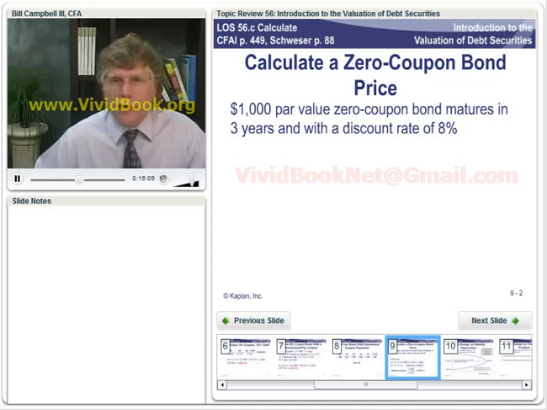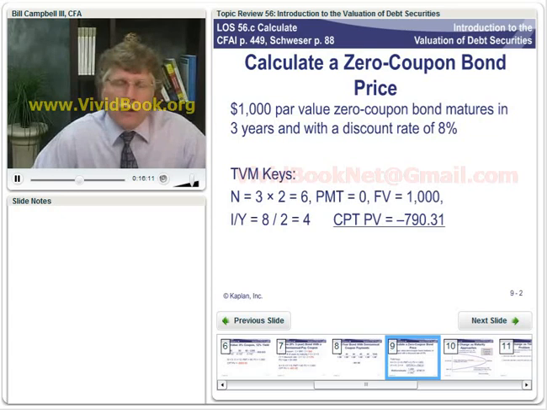Let's do some calculations here. If we're using the time value of money, for a 3-year bond, we have 6-month periods. Our payment is 0. Do me a favor. Remember to put in that payment equals 0. Don't rely on your calculator being cleared. If there were some number left over in the payment, you'll get a wonky answer. You'll be very confused. You won't know what to do. Take the extra half a second and put in 0 for the payment. Make sure you get it right.